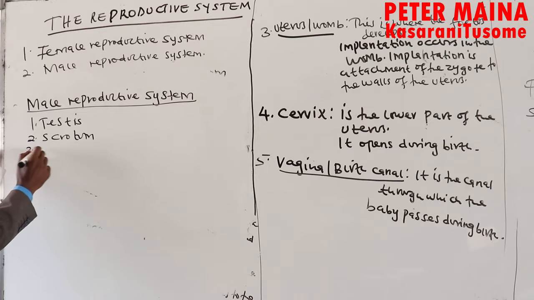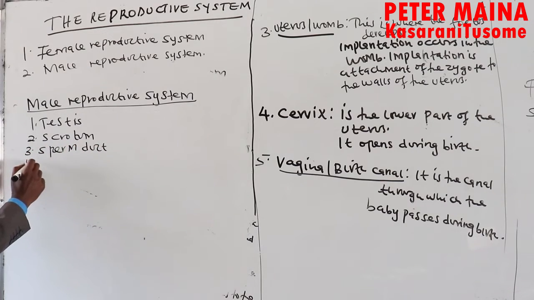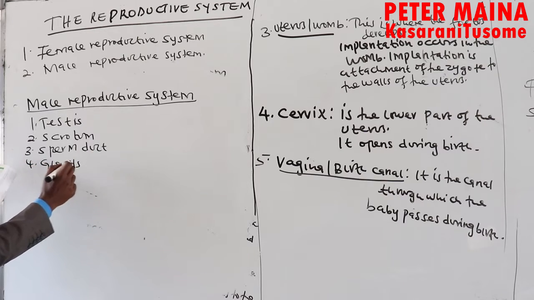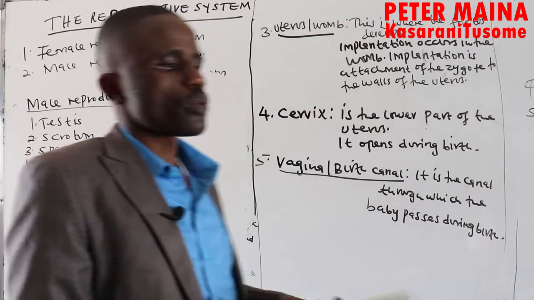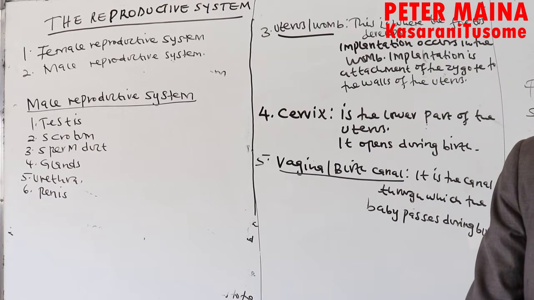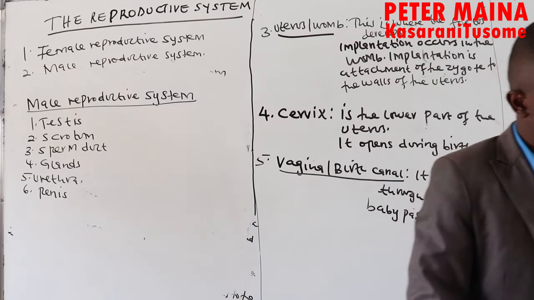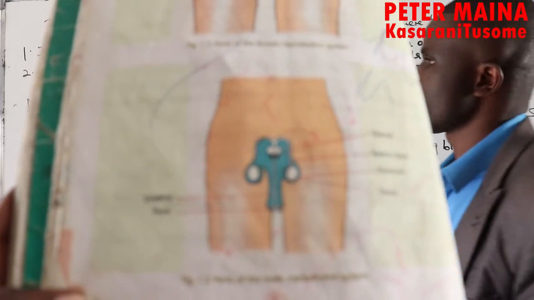We have the sperm duct, the glands, the urethra, the penis, and those components. So we are going to look at the diagram showing the components of the male reproductive system.